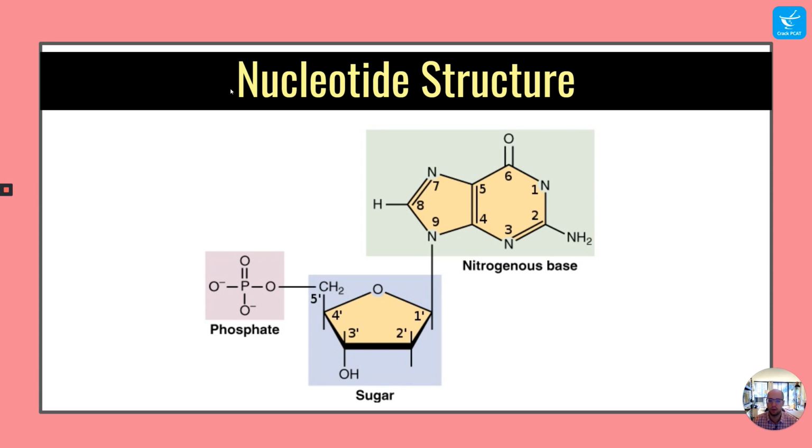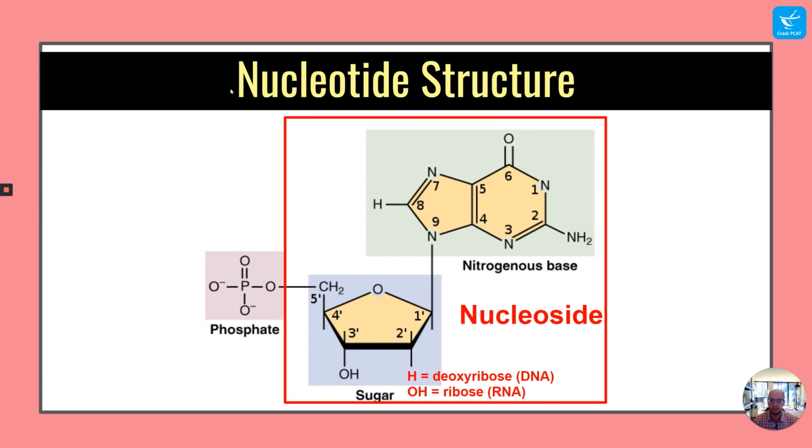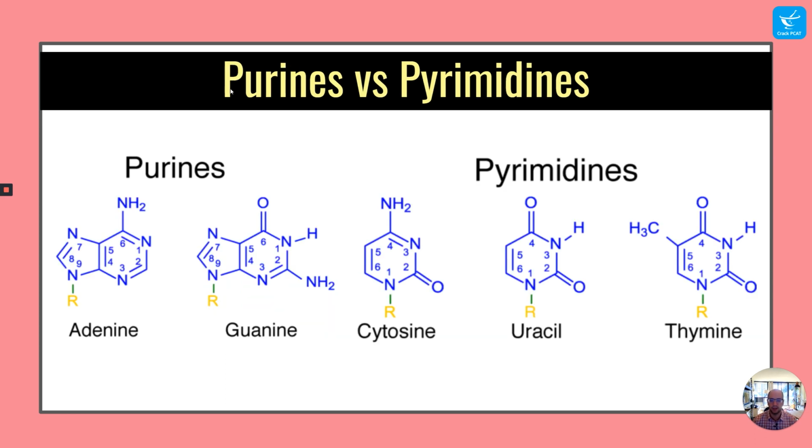Here's an overview of nucleotide structure. So we have our phosphate group, our sugar group, and our nitrogenous base. So this, just the sugar and the nitrogenous base, is what's referred to as the nucleoside.